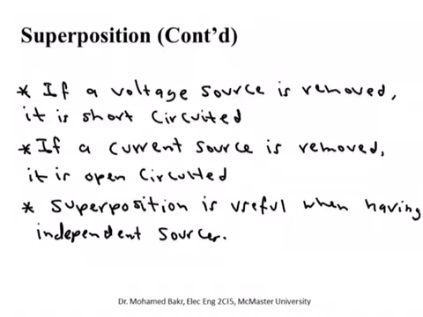Remember, if you have a current in a branch, this current is due to all the sources that you have. So you get the current in this branch due to the first source, and then the current in this branch due to the second source, and then due to the third source, and so on. So you do all of them one by one, and then you sum the results.